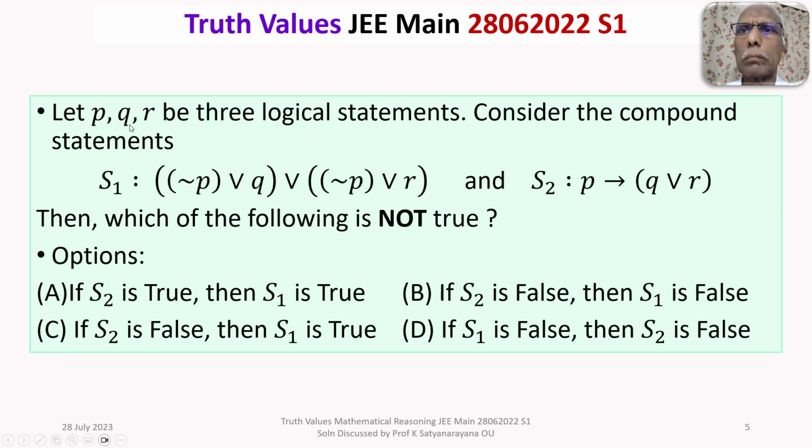We are given P, Q, R, three logical statements, and two compound statements given by S1 and S2. And the question that is asked is, which of the following is not true? We are given four options. One of them is not true, and we have to find out that statement which is not true from the following four options.